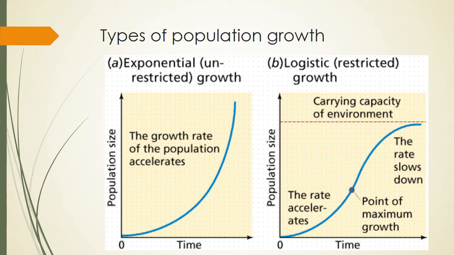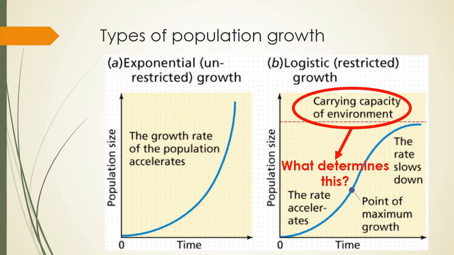Back to population growth. There are two types: exponential or unrestricted growth, and logistic or restricted growth. Notice that the pattern of growth, shown here by the blue line, is different in both types. In exponential growth, population growth continues at an increased rate as more time passes. In logistic growth, on the other hand, population growth slows down as time passes until the carrying capacity is reached.